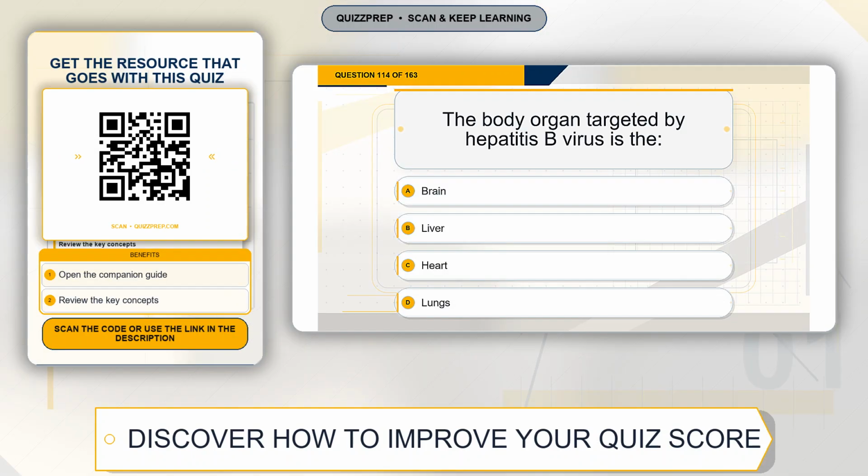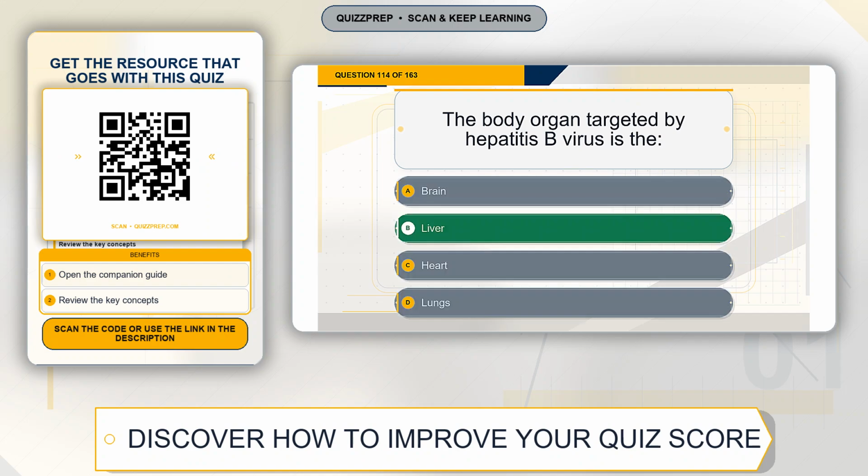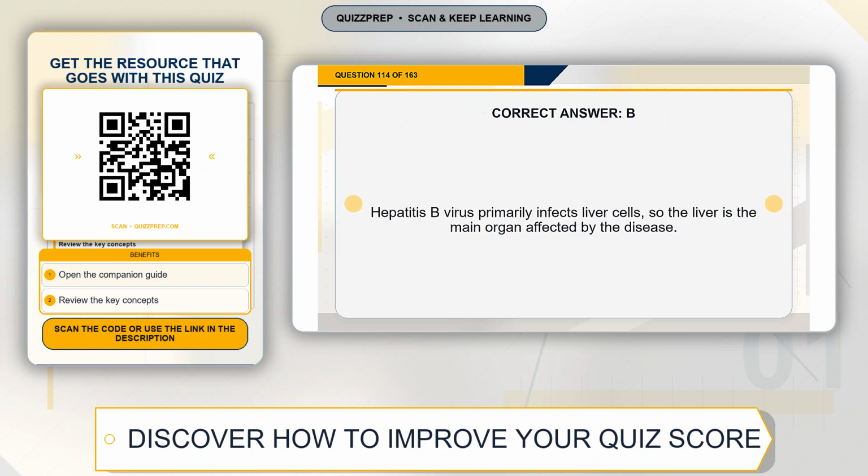Question 114. The body organ targeted by hepatitis B virus is the Option A, brain. Option B, liver. Option C, heart. Option D, lungs. The correct answer is option B, liver. Explanation. Hepatitis B virus primarily infects liver cells, so the liver is the main organ affected by the disease.